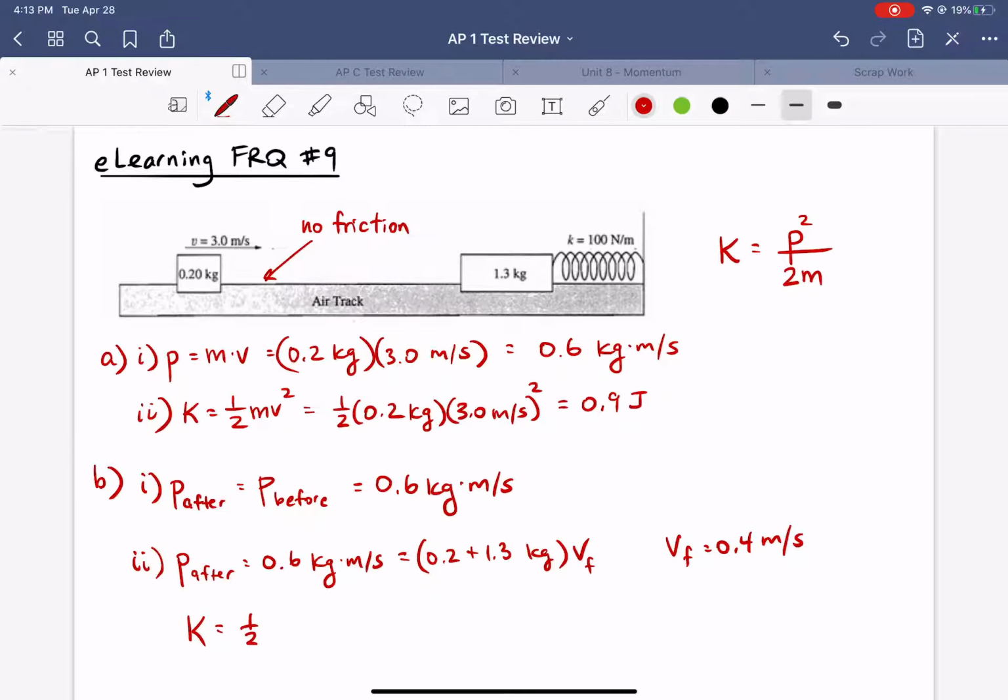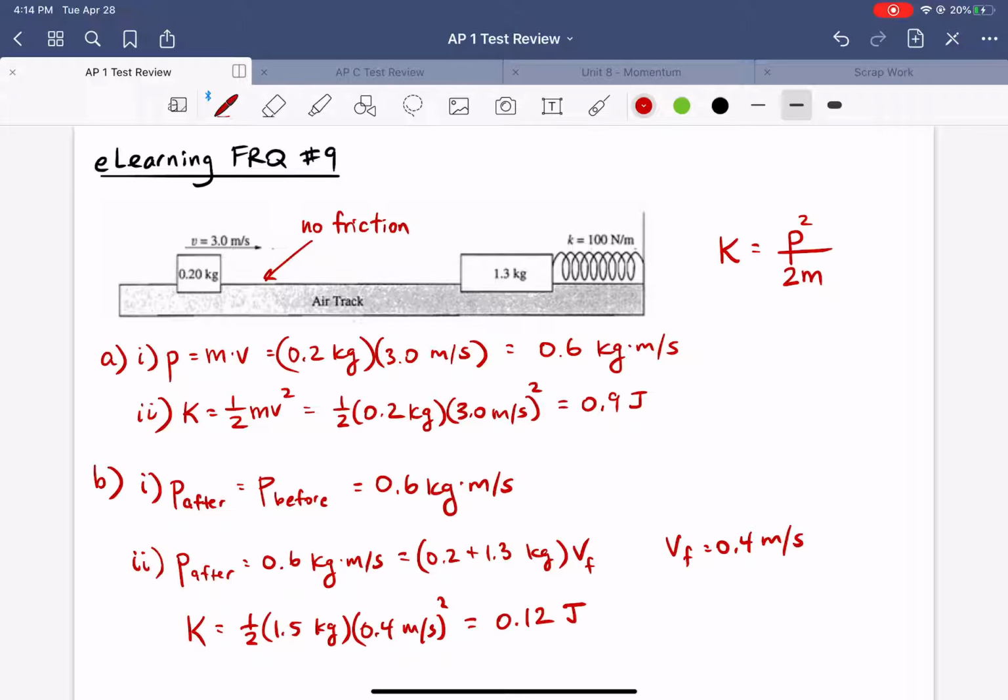So we plug that into the formula for kinetic energy. We also have to remember to use the correct mass. We have a total of 1.5 kilograms of mass in motion, and they're moving at 0.4 meters per second. So we plug those in, we get a kinetic energy after the collision of only 0.12 joules. So we should expect the kinetic energy to be less than it was before the collision, because by definition, a collision in which two objects stick together is an inelastic collision, and in an inelastic collision, kinetic energy is always lost.